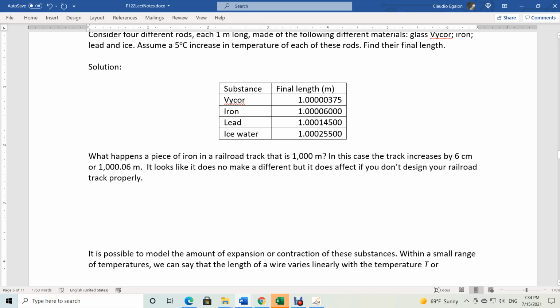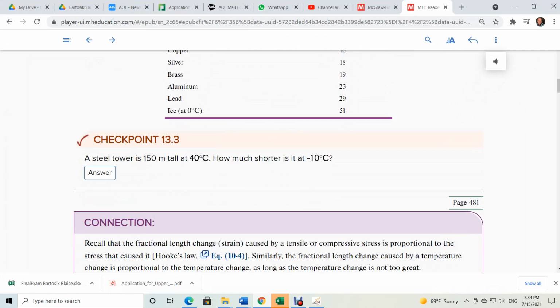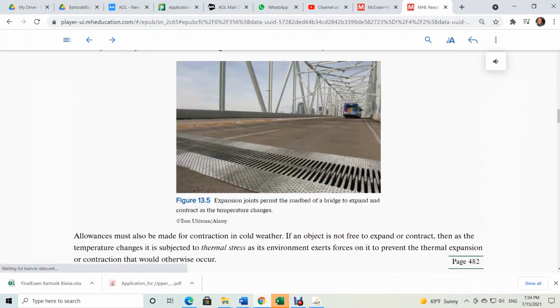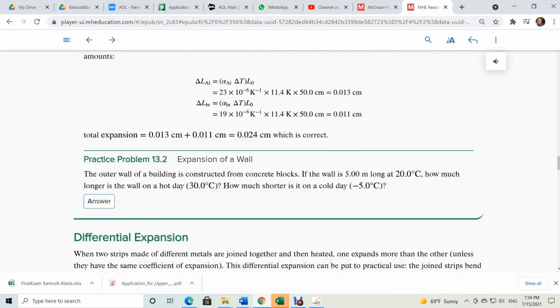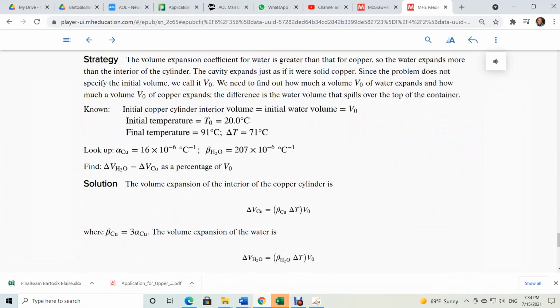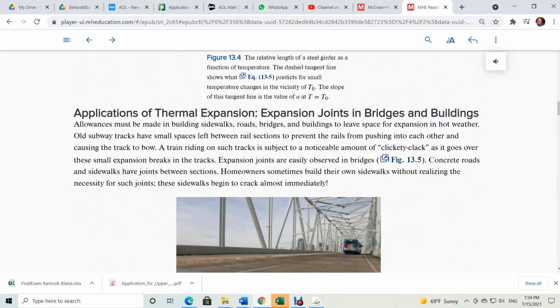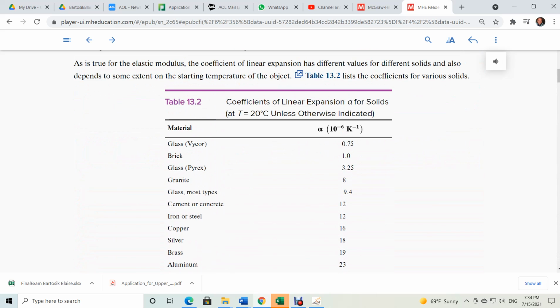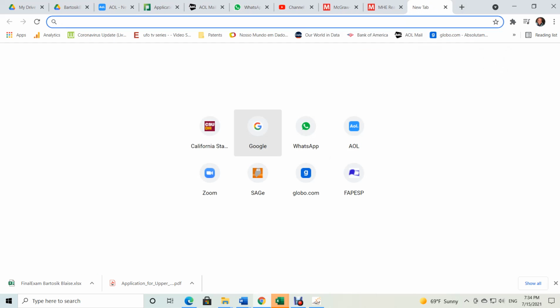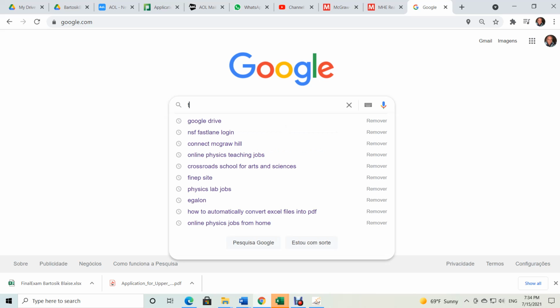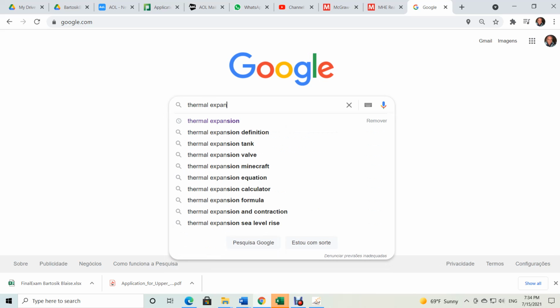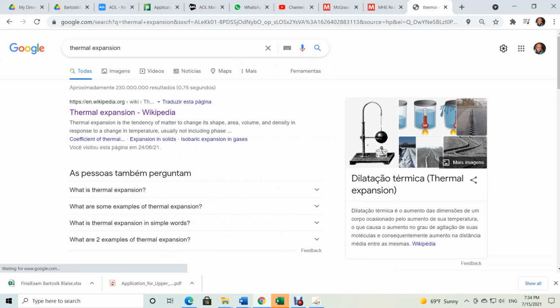Let me see. So let's check if your book has an example. Here you go. No, it doesn't look like he has it. Okay, I'm going to show you in Wikipedia what happened to people that didn't design the railroad track properly. Thermal expansion. Here you go. In Wikipedia we have.